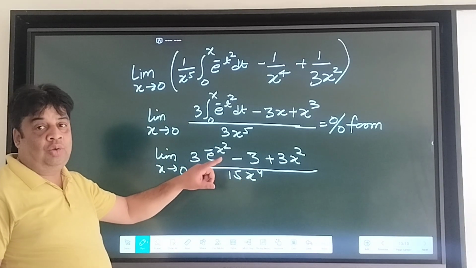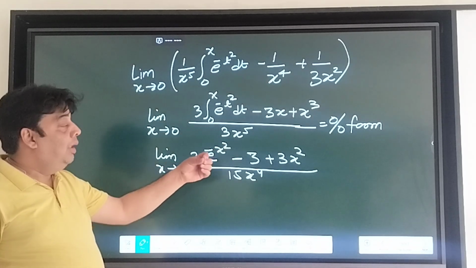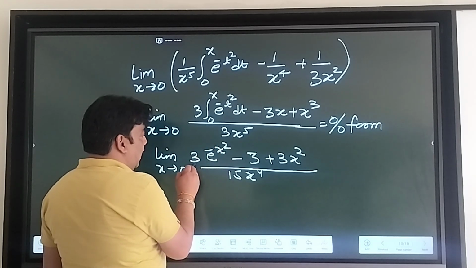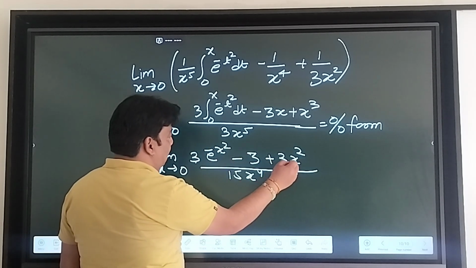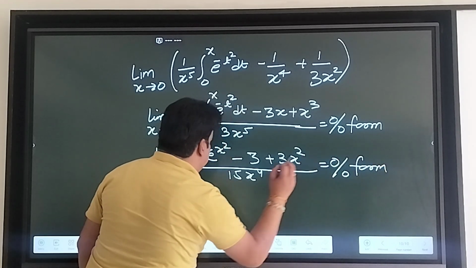Limit x tends to 0, e to the power x minus 1 upon x is 1. But I am not using that. Again I am applying x tending to 0, e to the power 0 is 1. It becomes 3, 3 cancel, then 0, then 0. So again it is 0 by 0 form. So I can differentiate it again.